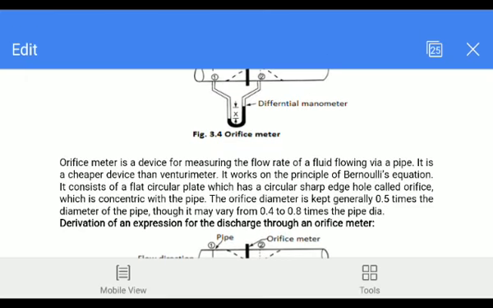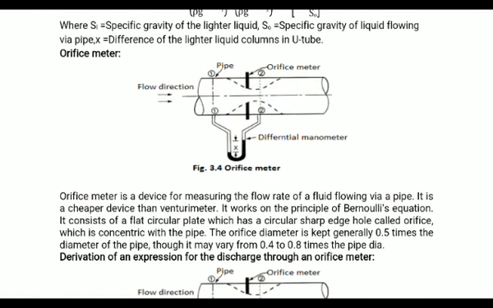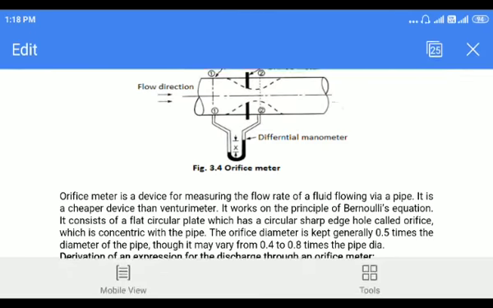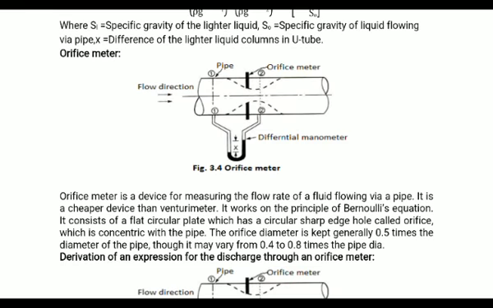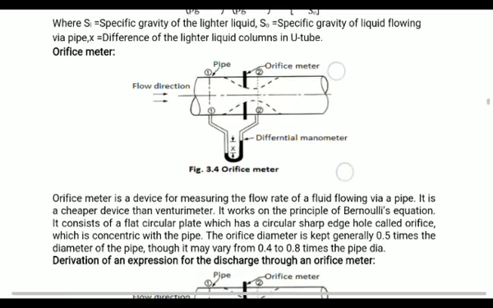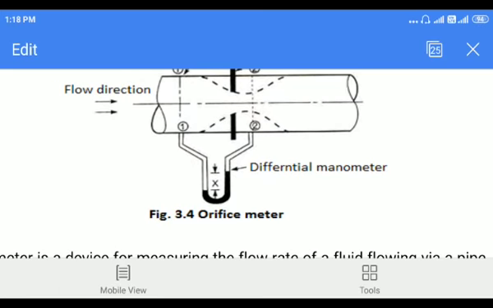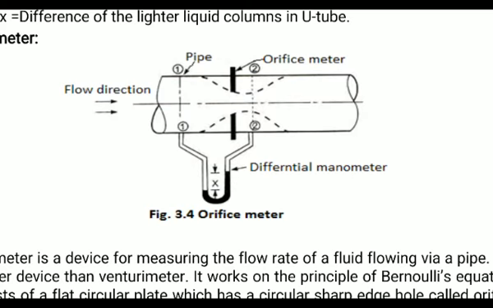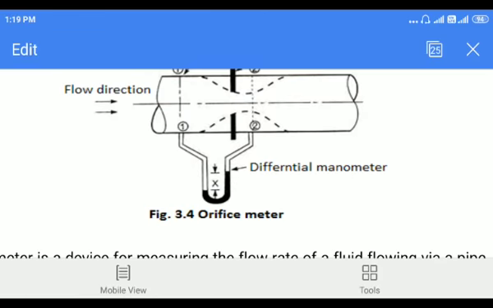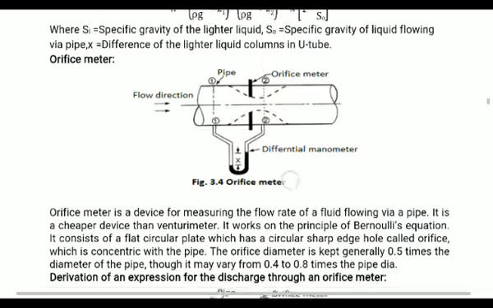So after that, let us see the orifice meter here. The orifice meter is similar to the venturi meter. You can see this is the orifice meter, the pipe, this is section 1, this is section 2, and the flow direction is also shown. So here this is the orifice meter. You can see that here the area is very narrow.